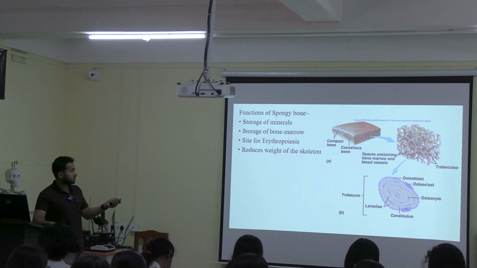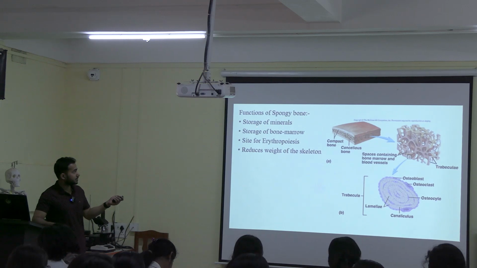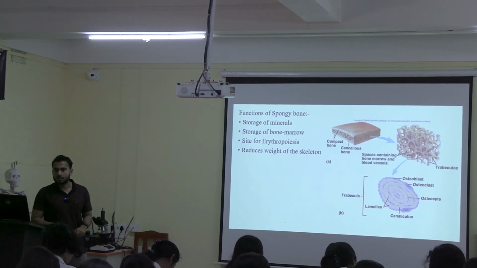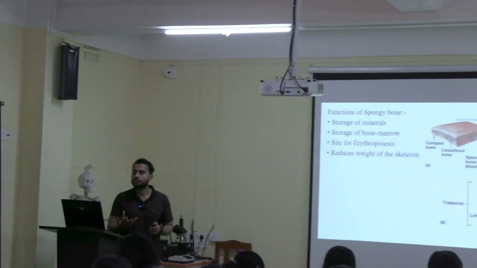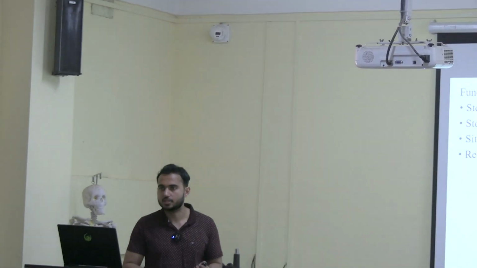Now, if you see the functions of the spongy bone: storage of minerals, storage of bone marrow, site for erythropoiesis, very important. And along with that, it reduces the weight of the skeleton. Now, if the bone is completely made up of compact bone, then what will happen? The weight of the bone will increase enormously.